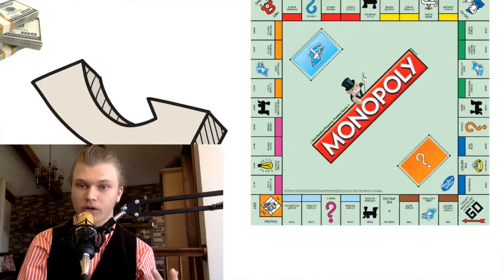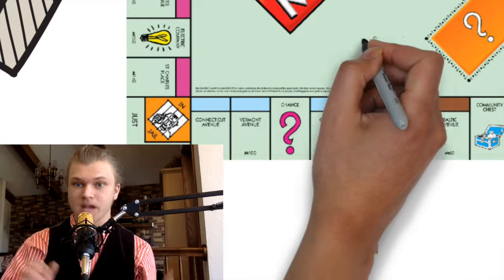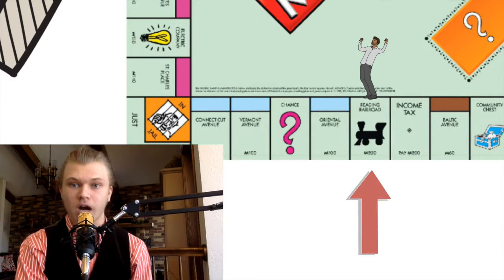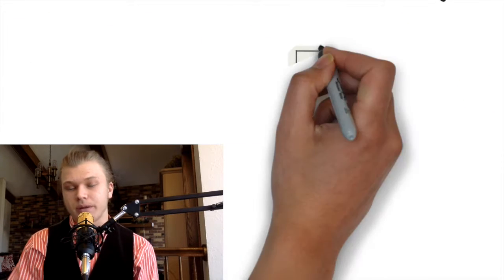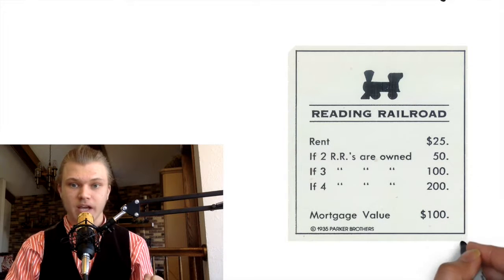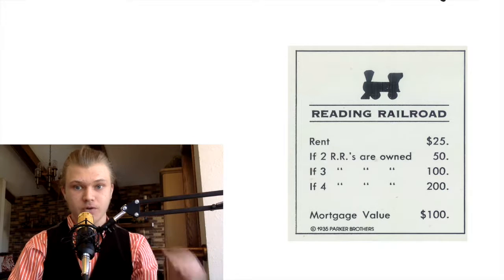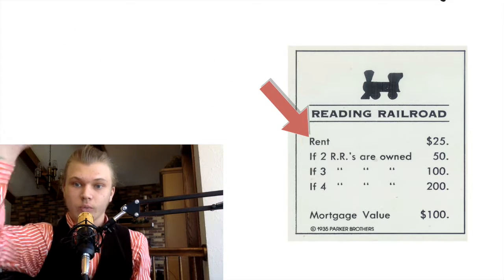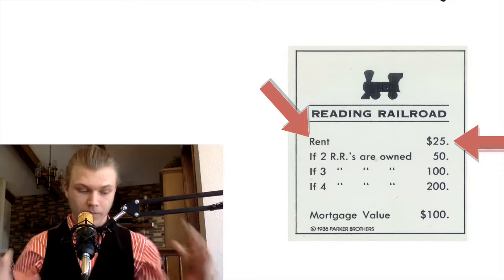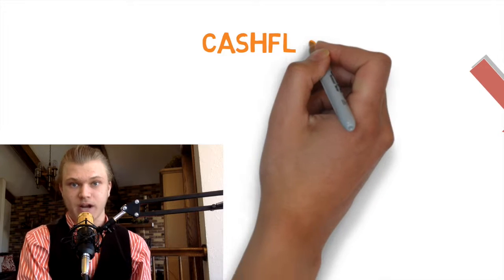So let's take a look at the board here, and the property we're going to be analyzing today are the railroads. Since there are 4 of them, we're going to be focusing on Reading Railroad because all the numbers are pretty much the same. Here's a look at what the property card looks like, and as you can see for Reading Railroad, for each railroad you own, your rent gets doubled. So when you double your properties, you double your rent. That's kind of unique about the railroads, is you don't need hotels or houses.